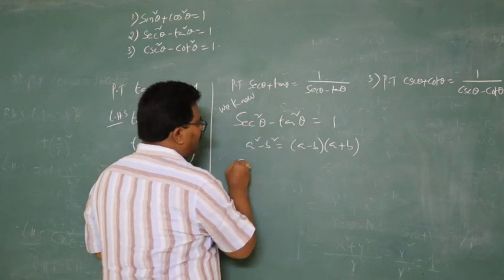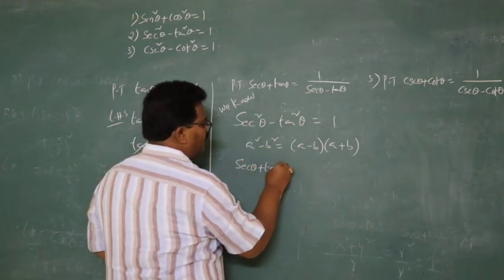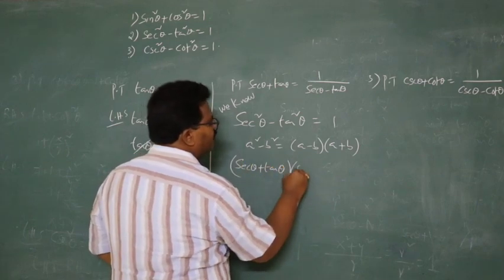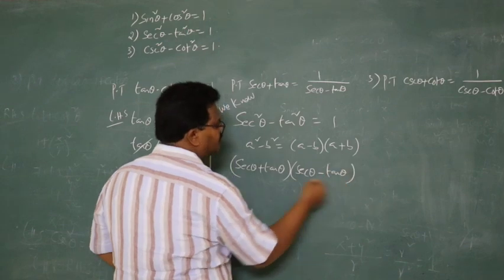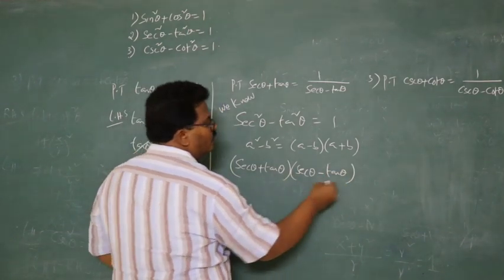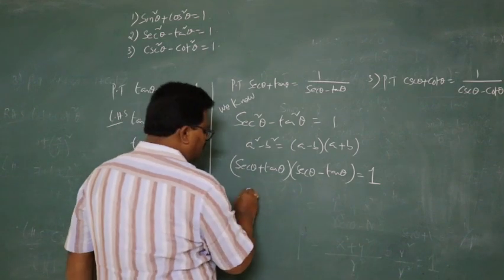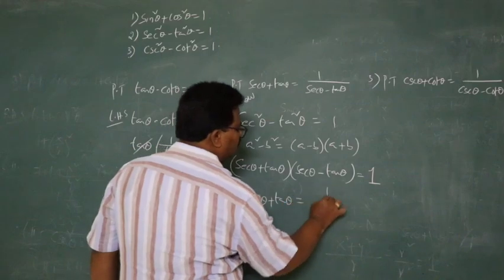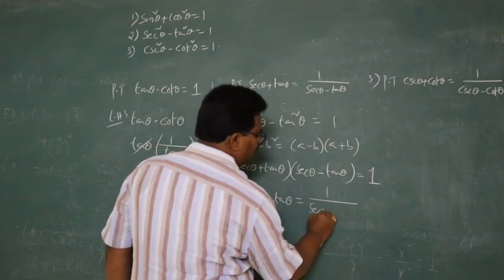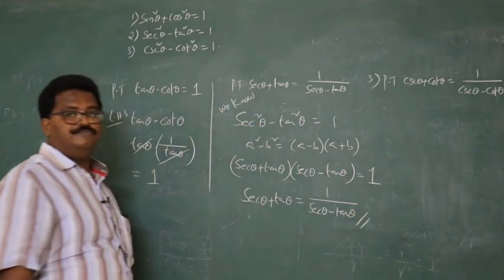So similarly we can write this one as secant theta plus tan theta into secant theta minus tan theta, because this is a product, we can write it, no problem, because of the commutative property, this is 1. So from this we want secant theta plus tan theta, so this is 1 by secant theta minus tan theta. This is the proof.